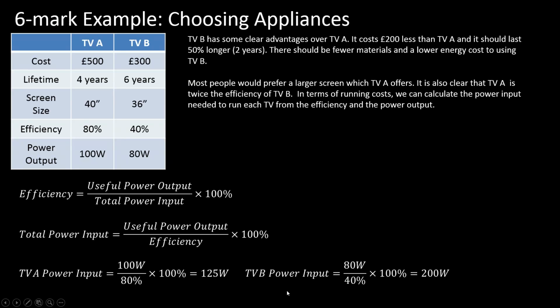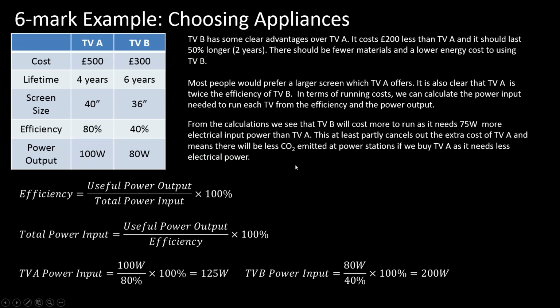So now we have this data, right? We can now compare these two things which weren't in the table, which are very useful because they're basically the running cost of the TV. Higher power input means greater amount of electricity required, means higher running costs. So here we go. From the calculations, we see that TV B will cost more to run as it needs 75 more watts. Again, I've done a subtraction to compare them, right? And the important point about that is it at least partially cancels out the extra cost of TV A. Remember we mentioned up here it costs more, right?